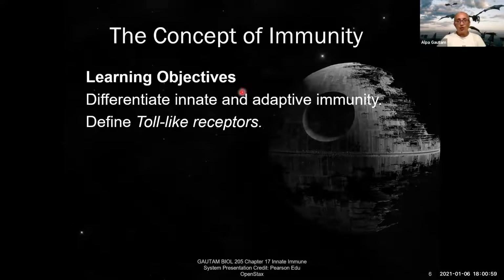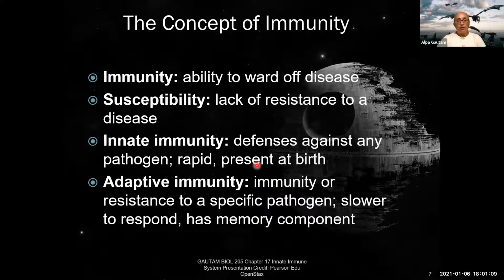So let's go on to take a look at the differences between the innate and adaptive immune system, which kind of already started, and we'll look at what toll-like receptors are.